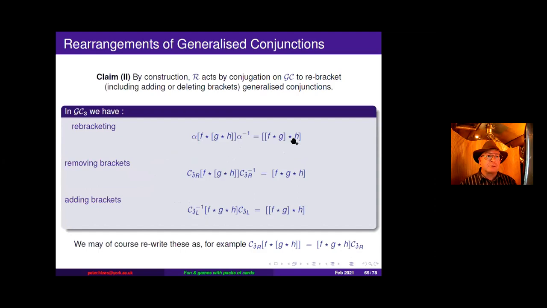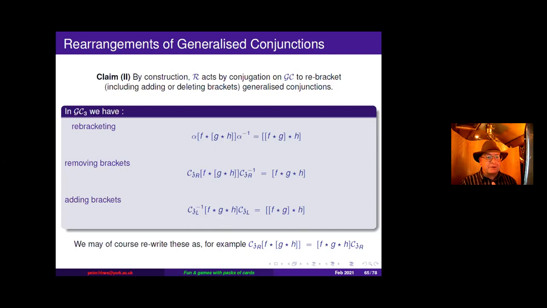We have CZR acting on a right-bracketed form to map to an unbracketed form, and CZL acting by conjugation the other way around this time, to add brackets rather than remove brackets. And the associator alpha factors through CZR and the inverse of CZL to first delete a pair of brackets and then put back a pair of brackets somewhere else.